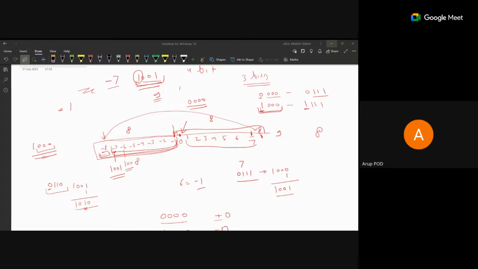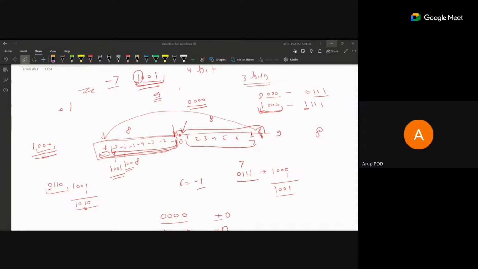So suppose it's a positive range. What will be the 8th bit? If it's a positive range, the 8th bit will be 0. What should be the lowest value? It will be 8 times 0: 0, 0, 0. The 8th bit is 0 and all 7 bits are 0. So what is that? That's a 0.